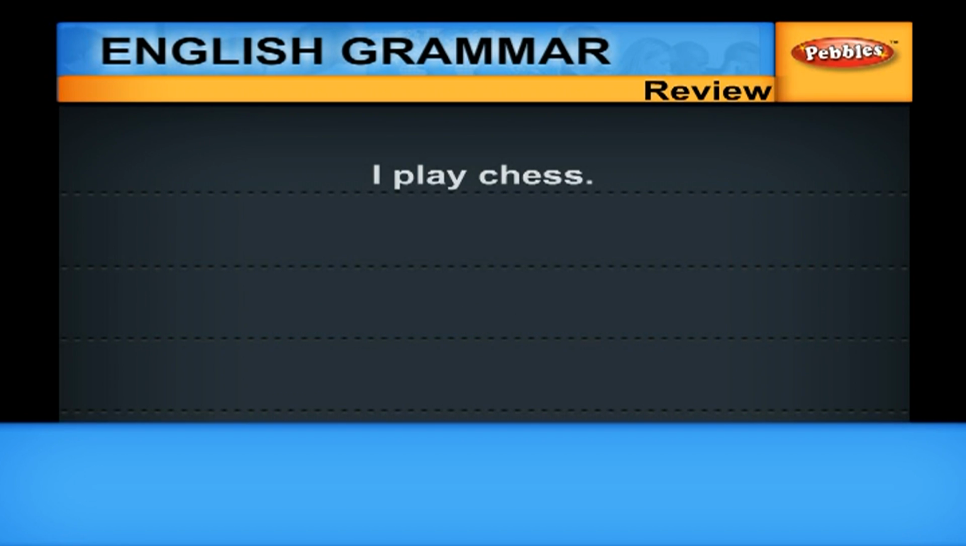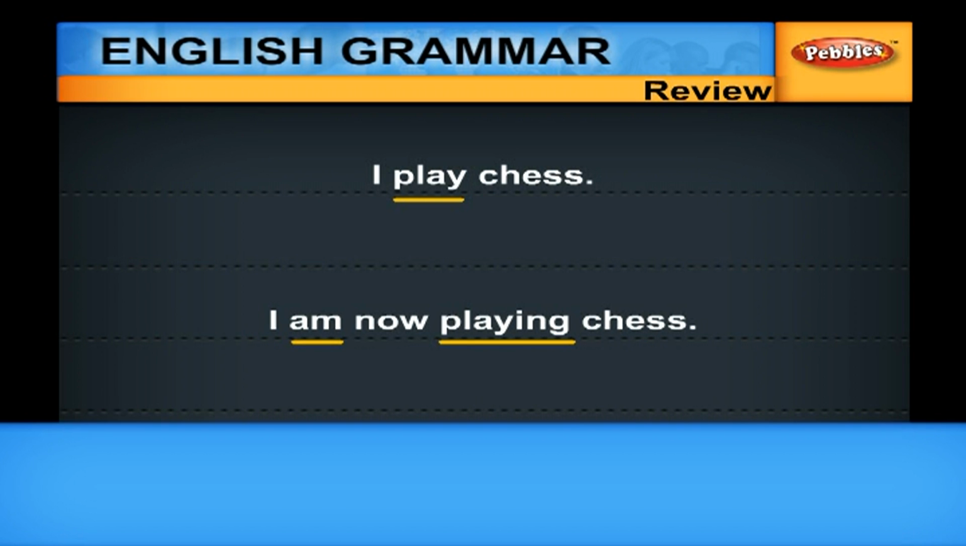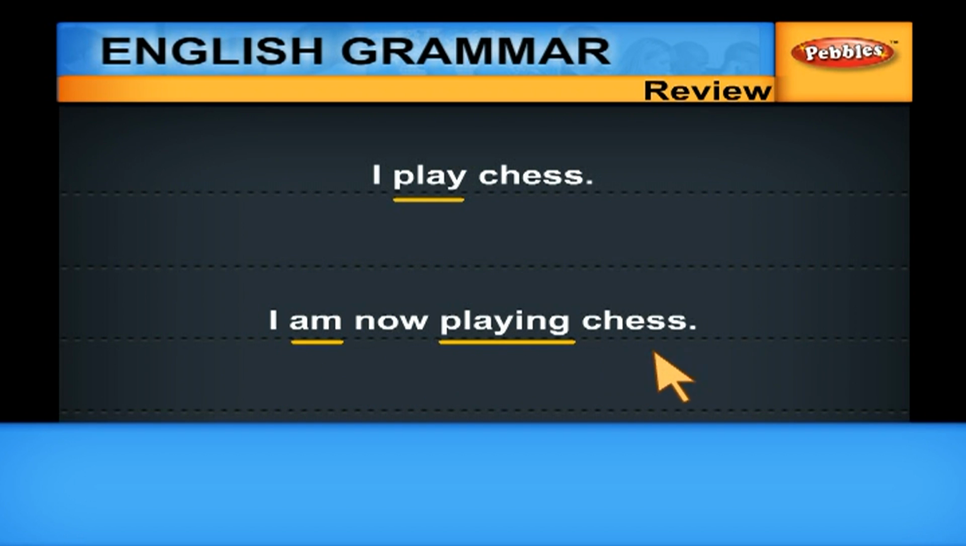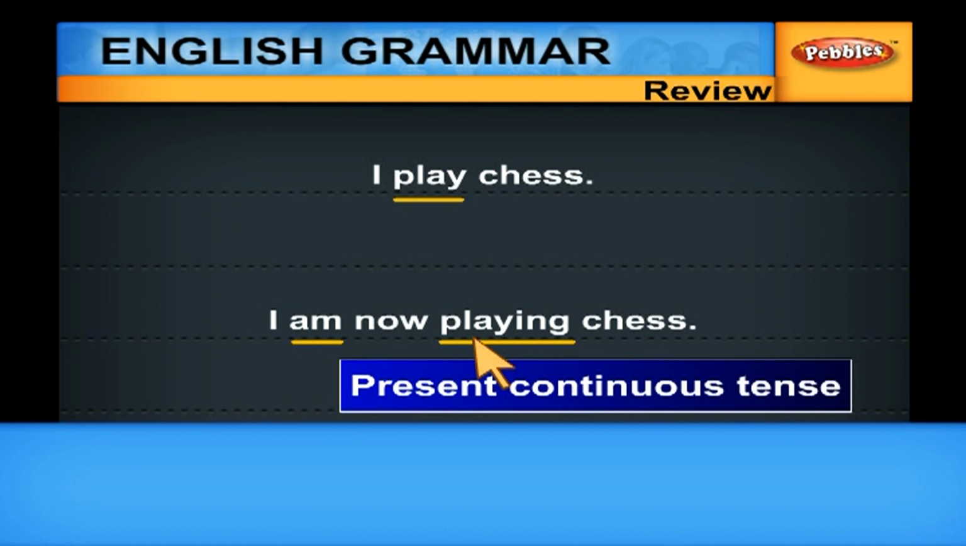Now, looking into the verbs underlined, can you say what aspect of present tense is it? I play chess. The verb play is the V0 or root verb, so it is a simple present tense sentence. I am now playing chess. Am is the be form of the helping verb and playing is the present participle of the main verb play, so it is a present continuous tense.